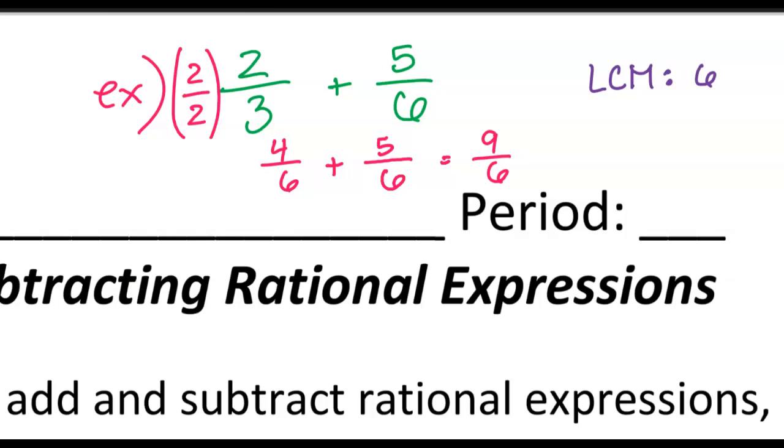How does 9 over 6 reduce? What goes into both 9 and 6? 3. What's 9 divided by 3? What's 6 divided by 3? So we have 3/2.